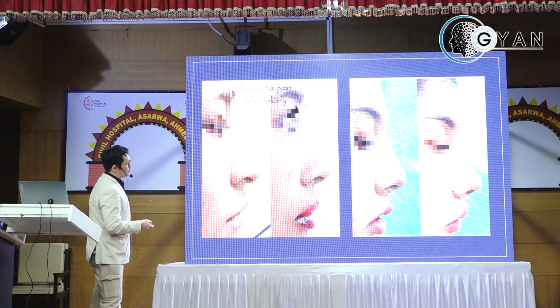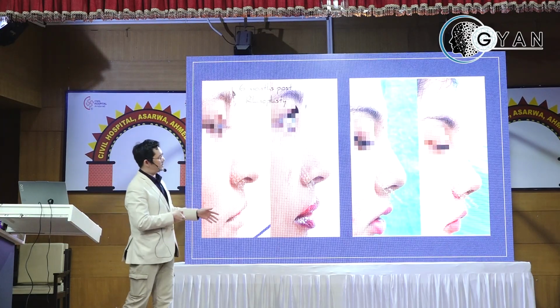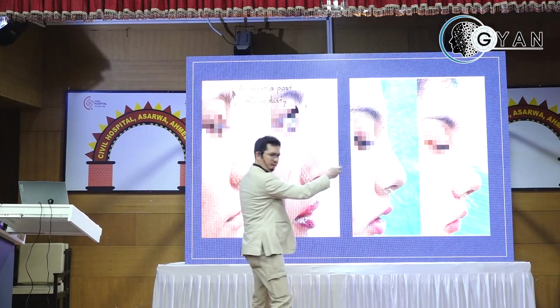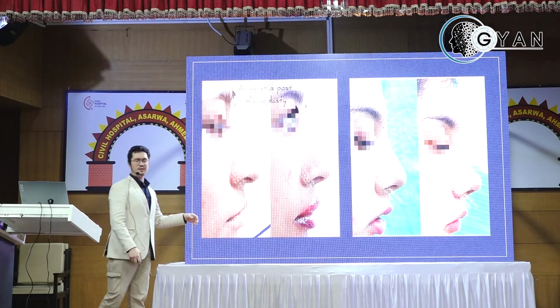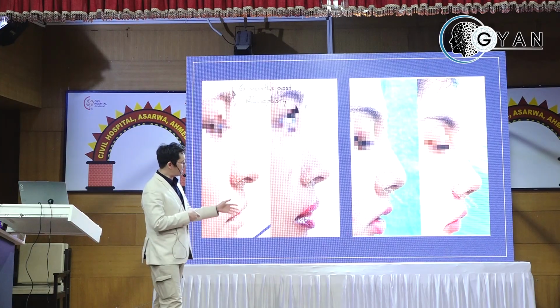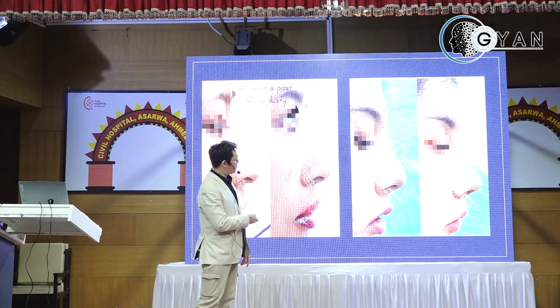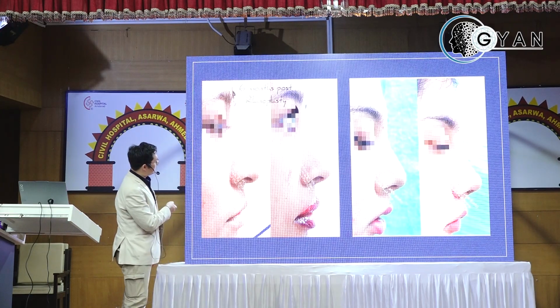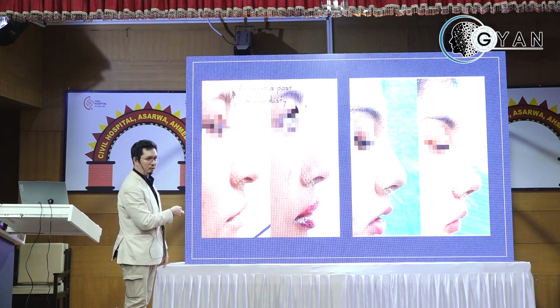So again, here if you see, it's a bit more exaggerated. The image is slightly distorted actually, but she's got a tip going up. The angle is slightly more exaggerated. Her supratip breakpoint has been exaggerated a bit more compared to this one, where the supratip breakpoint is very minimal. Here it is a bit more exaggerated.